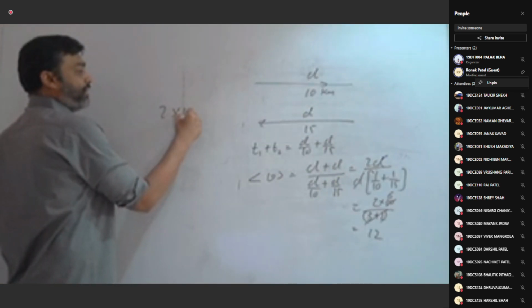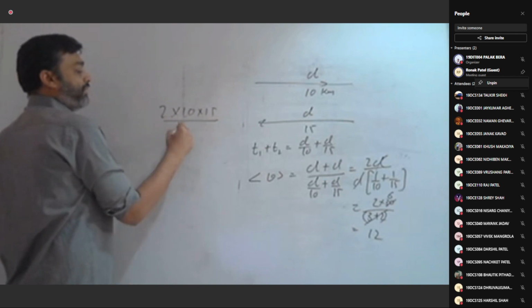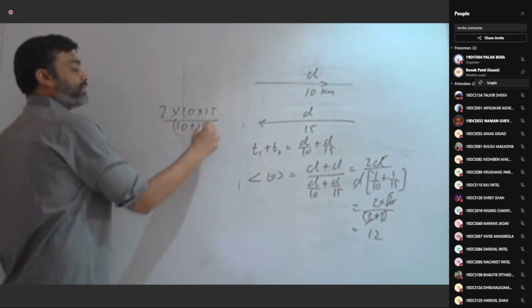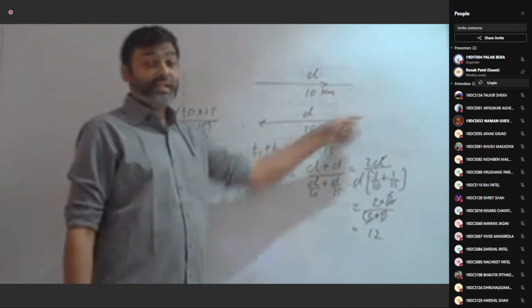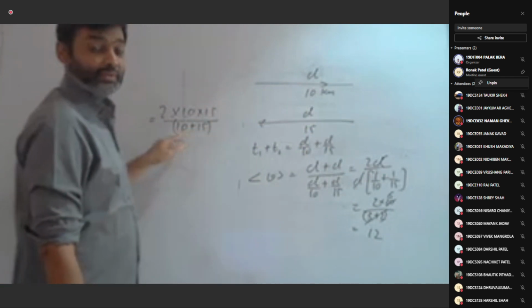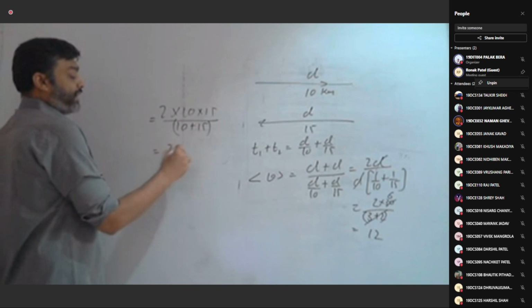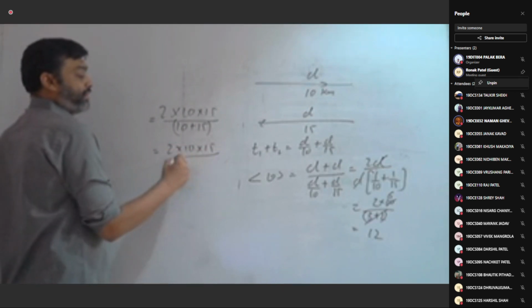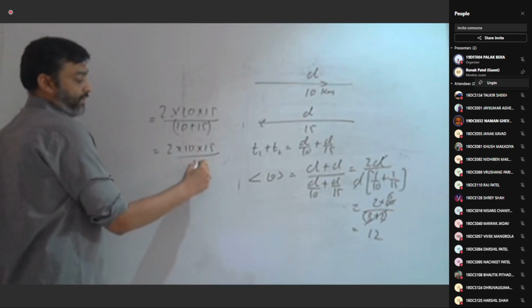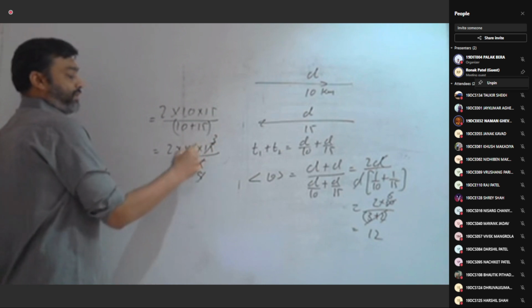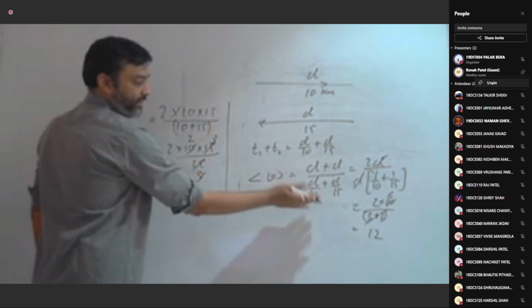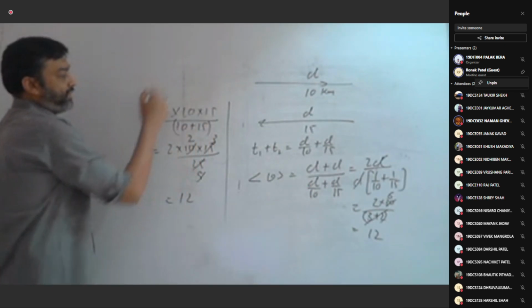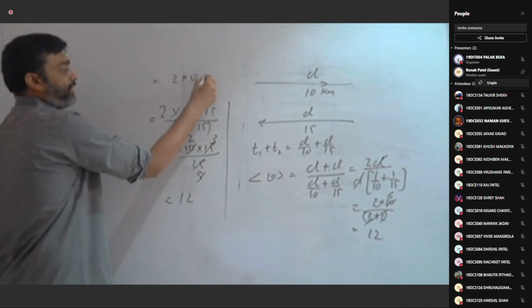2 times multiplication of 2 speeds divided by addition of 2 speeds. In this way you can solve your question very easily. But take care: when you are going and coming back along the same distance, use this concept. So this will give you direct answer, 2 into 10 into 15 upon 25. So 5 3s are 15, 5 5s are 25, 5 2s are 10. So answer is 12.